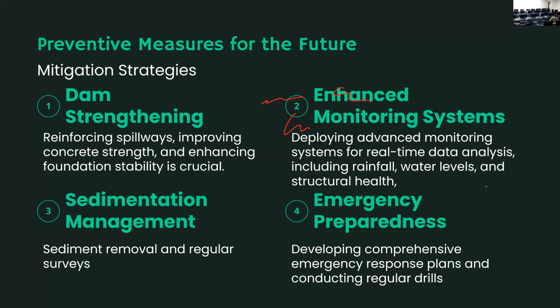Dam strengthening. Monitoring. Okay, the first thing is identifying the potential risk. So you need to do identification first, right? For the identification, what do you need to do? You have to identify the problems. Do some background studies.